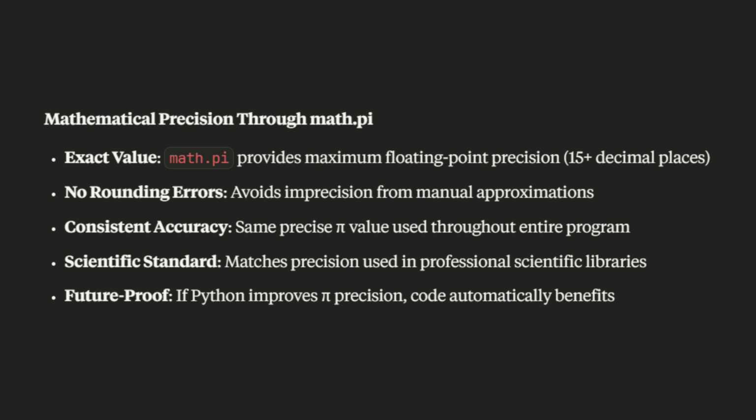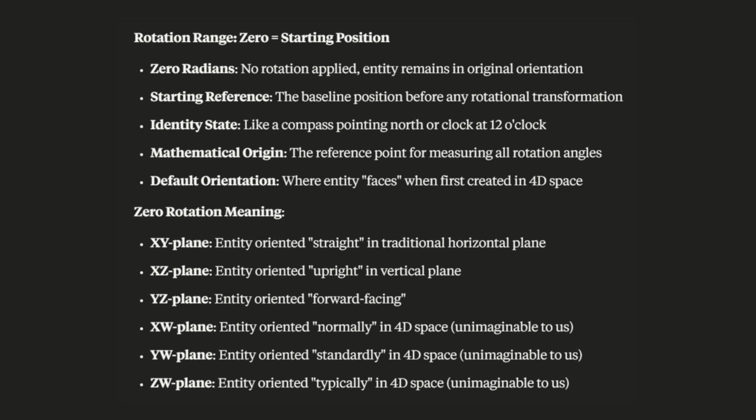Using math.pi instead of typing 3.14159 gives us that mathematical precision. Math.pi provides pi to many decimal places, not just those first 5, ensuring our 4D rotations are mathematically accurate rather than approximations. So let's break down the rotation range.